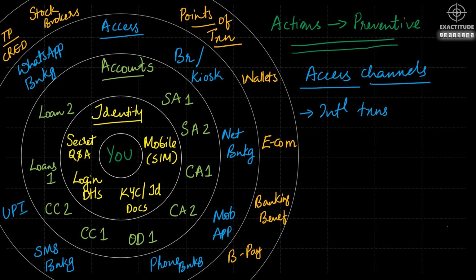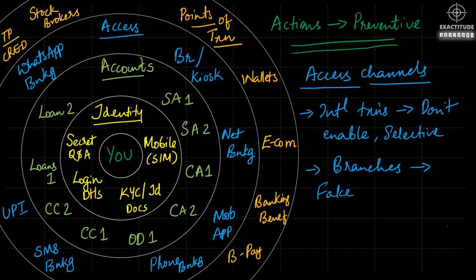Another mistake people do is actually enabling international transactions and limits on their cards without a significant need to do so. So do not enable international transactions or privileges on your card unless and until there is a very selective, specific need. Fake branches could be another threat that you could face. So make sure that you are walking into a genuine branch before you initiate a transaction or deposit money there.